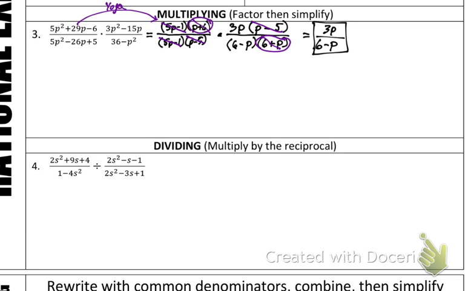Negatives tend to lead to negatives, so just think about in your head what would happen if you plug numbers in there. And you can even plug numbers in just to double check. So if you're not sure, plug a 2 in here. 2 plus 6 is 8. 6 plus 2 is 8. It has to work. And 8 divided by 8 is 1.